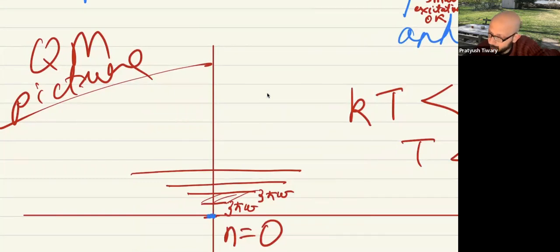Unless and until you give the system an energy that is at least h cut omega, there is nowhere for it to go over here, right? You cannot give it energy equal to h cut omega by 2 and expect that the system will get excited. In order for the system to get excited, you must give it a minimum quantum of energy, and that quantum is h cut omega.